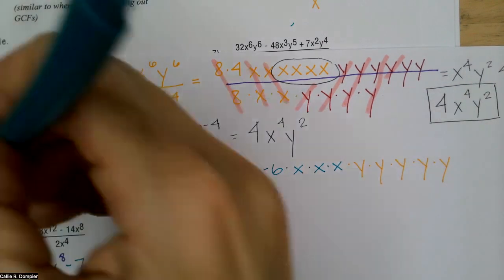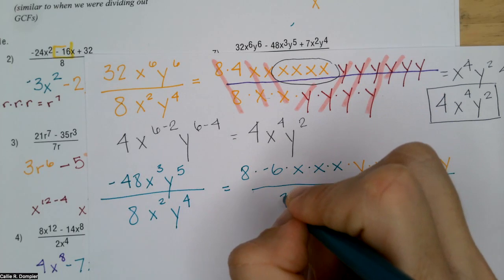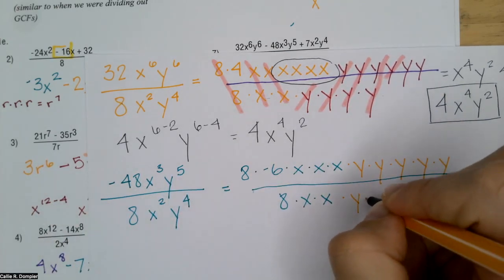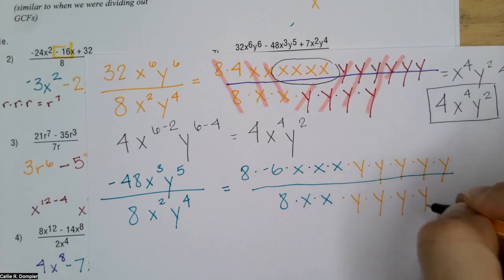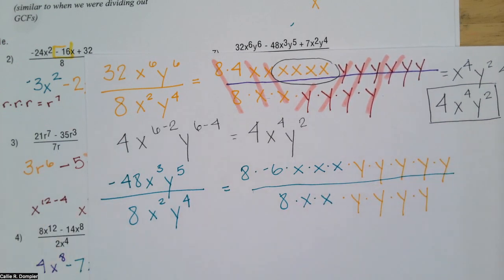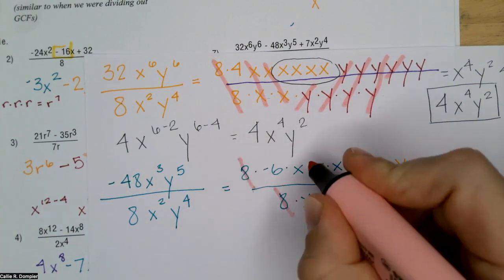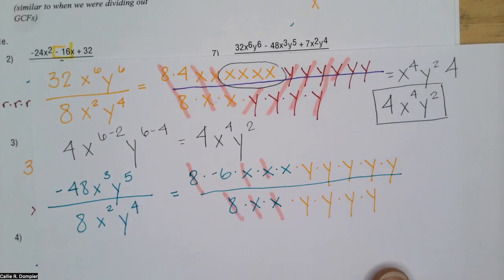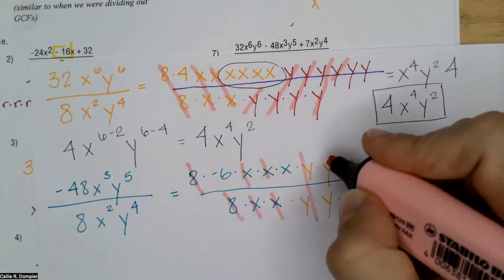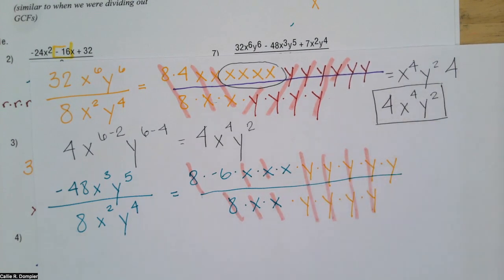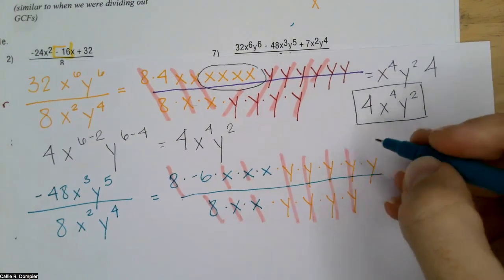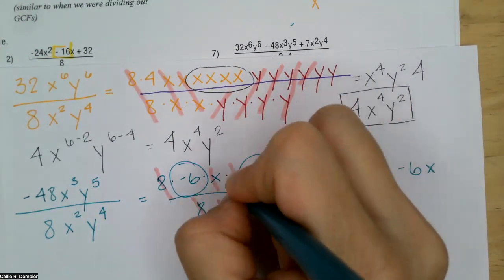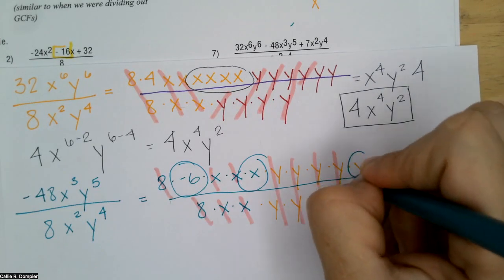Right? And then on the bottom, we have that 8, and then we have 2 x's and 4 y's. What can we cancel? We can cancel the 8, the x, the x. We have 1 x left over, a negative 6. Y, y, y, y. We have 1 y left over. So that is negative 6, 1x, 1y.